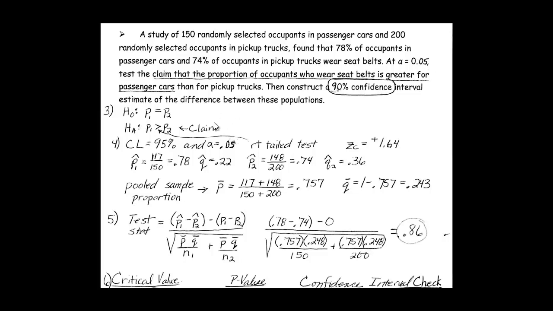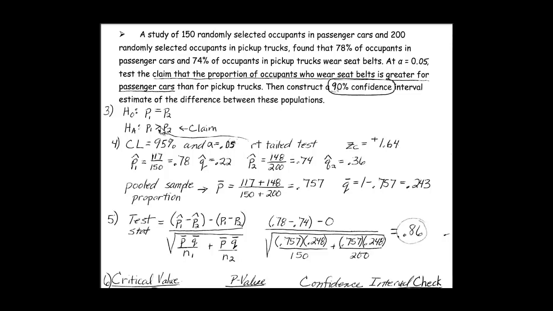Okay, so getting started with the whole process, our null hypothesis is that these two population proportions are equal. The alternative is that a higher percentage of passenger car occupants wear their seatbelt than our population of pickup occupants. That's what we're speculating about the population, and we're going to use this sample statistic to help us decide if we've got a claim here or not. Our confidence level is 95%, our alpha is 0.05.